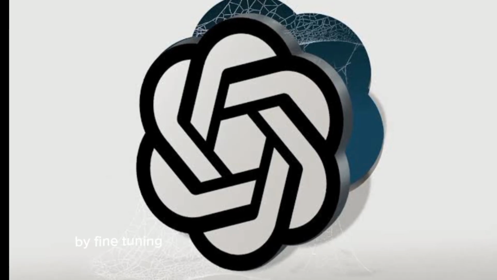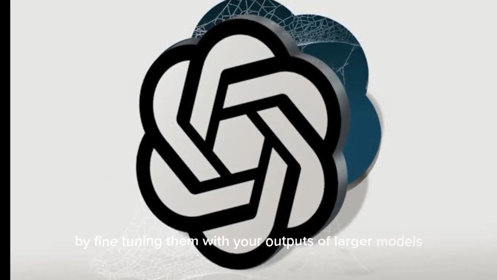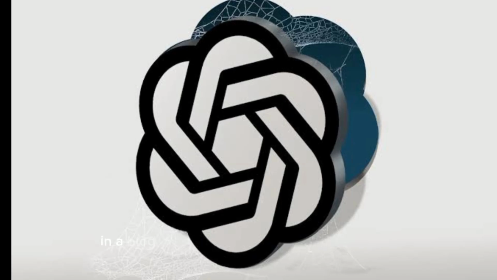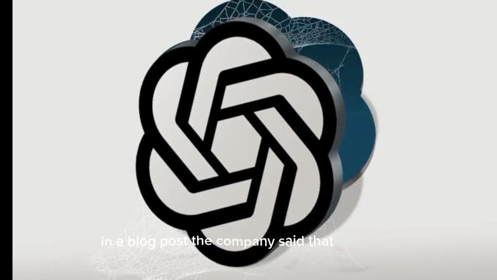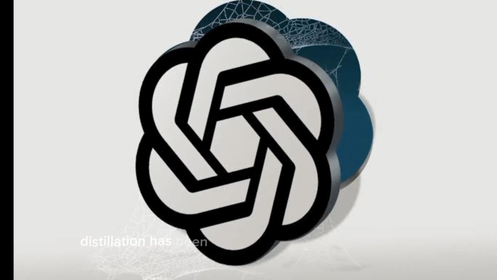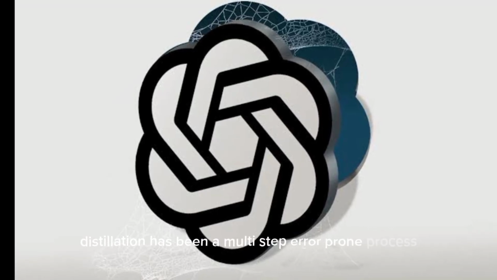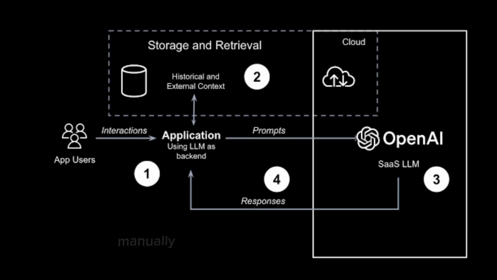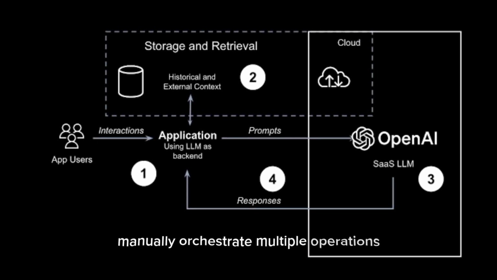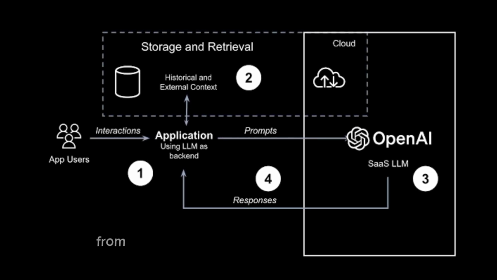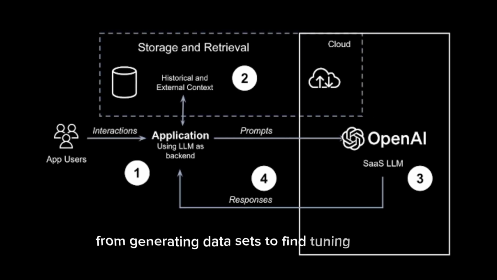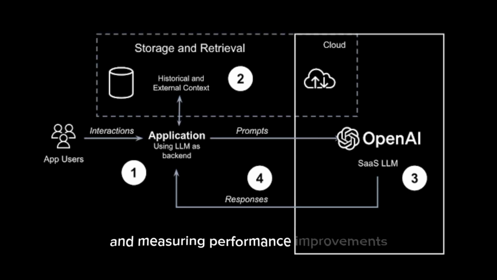Model distillation: the company introduced a new way to enhance the capabilities of smaller models like GPT-4o Mini by fine-tuning them with the outputs of larger models, called model distillation. In a blog post, the company said that until now, distillation has been a multi-step, error-prone process, which required developers to manually orchestrate multiple operations across disconnected tools, from generating datasets to fine-tuning models and measuring performance improvements.